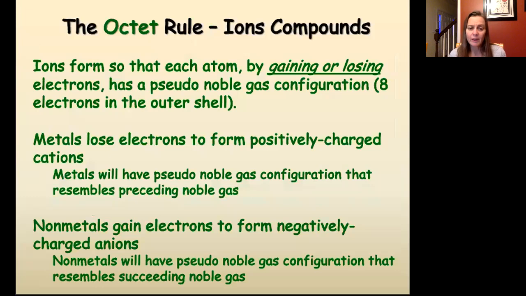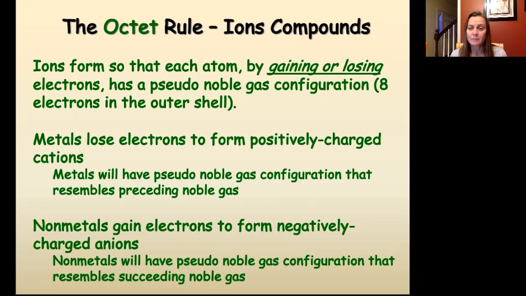So just that quick reminder of the octet rule: generally speaking, with our main block elements, we say that ions form so that atoms, by either gaining or losing electrons, have that pseudo noble gas configuration. They have 8 electrons in their valence shell, their outermost shell. So they have a filled s orbital and a filled p orbital.